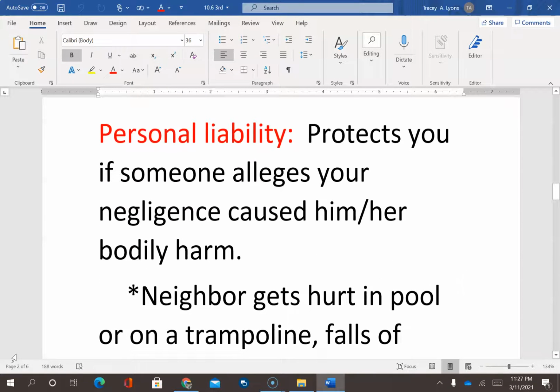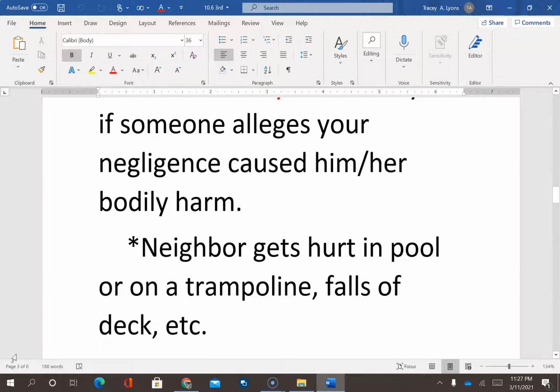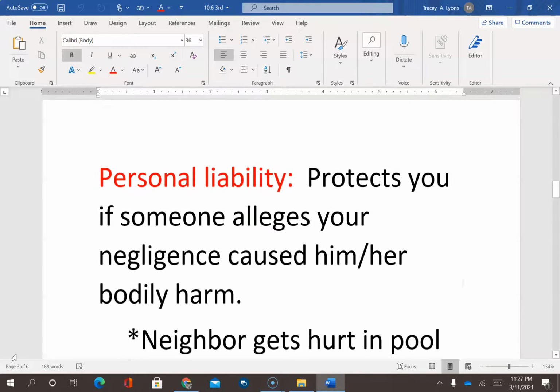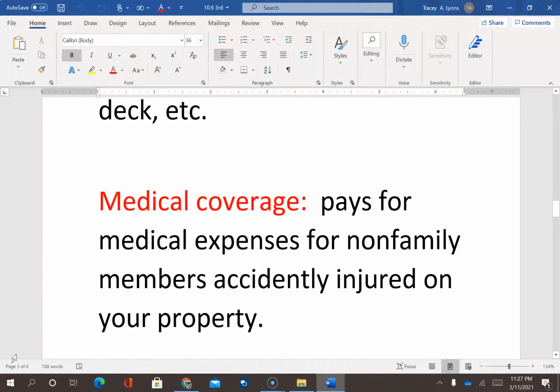The second type would be personal liability. It protects you if someone alleges your negligence caused him or her bodily harm. An example of this would be a neighbor gets hurt in your pool or breaks a leg on the trampoline or falls off the deck or things like that. Again, that's personal liability coverage.